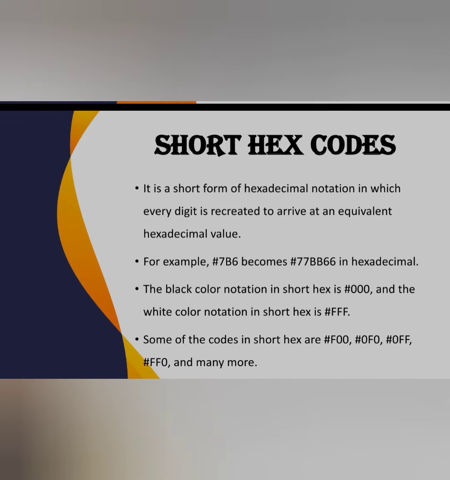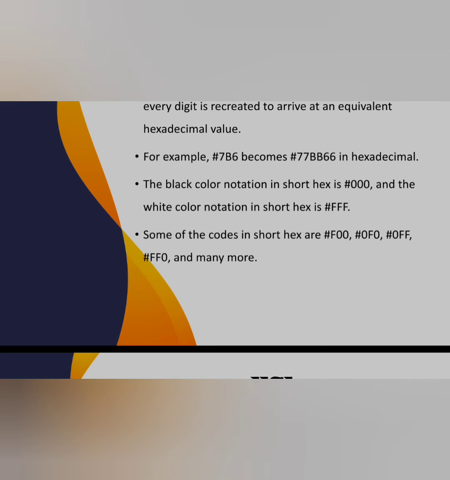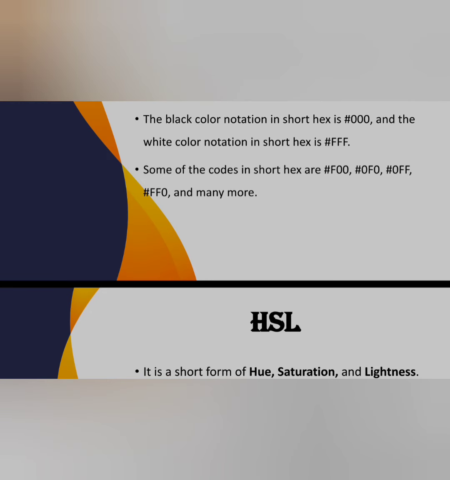Short hex codes. It is a short form of hexadecimal notation in which every digit is repeated to achieve the equivalent hexadecimal value. For example, #FB6 becomes #FFBB66 in hexadecimal. The black color notation in short form is #000 and the white color notation is #FFF. Some of these codes are #F00, #0F0, #0FF, #FF0 and many more.